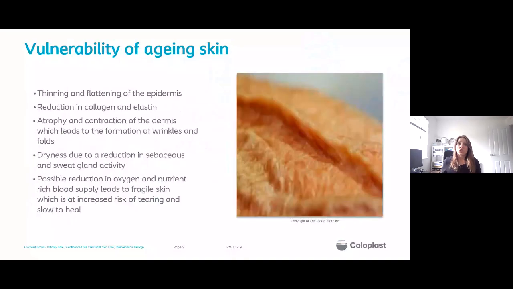When we start to age, our skin becomes more vulnerable, and that can cause a thinning and flattening of the epidermis, a reduction in the collagen and elastin, dryness due to the reduction in sebaceous and sweat gland activity, and puts us at higher risk of fragile skin, which could lead to an increased risk of skin tears or slow to heal wounds.